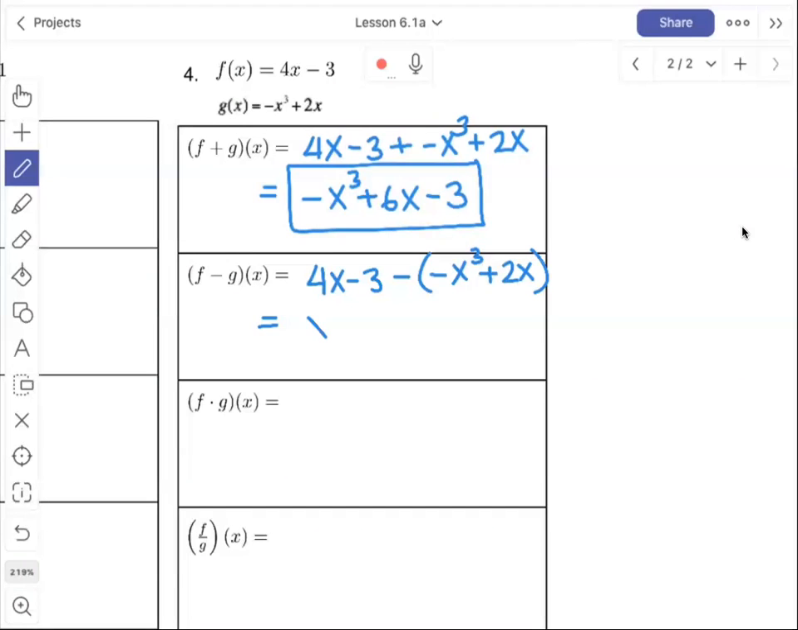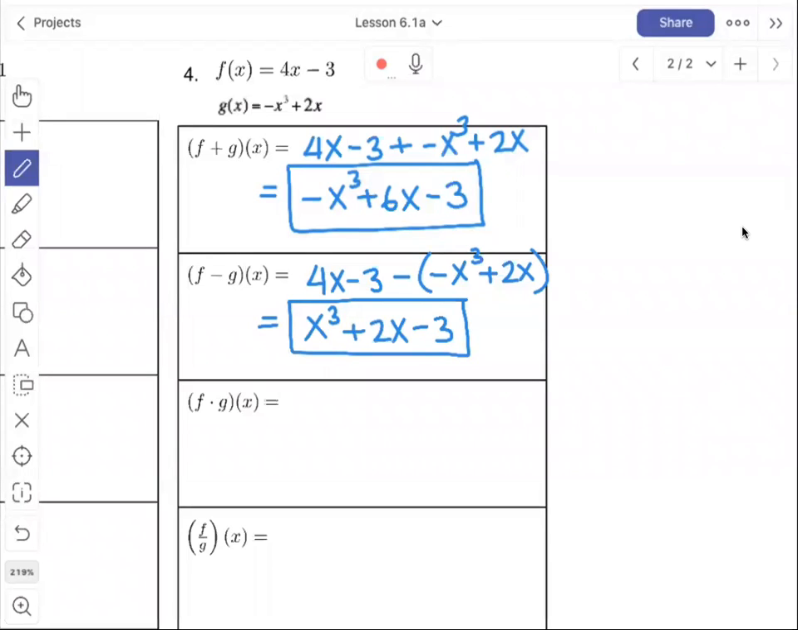x cubed. Oh, sorry. No, you're good. Yeah, x cubed plus 2x minus 3. Perfect. Nicely done. Way to do that in your head too. You skipped a step and went straight for the answer. I like it. All right, good job, Mateo.